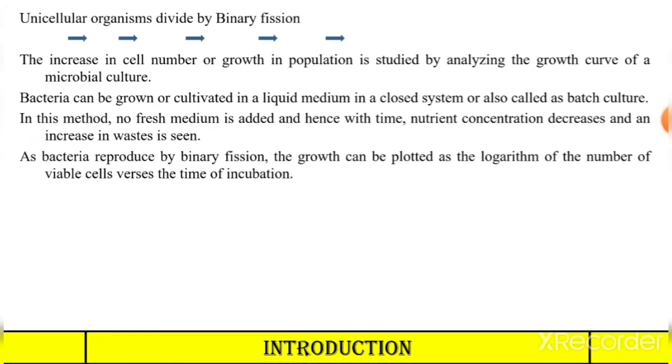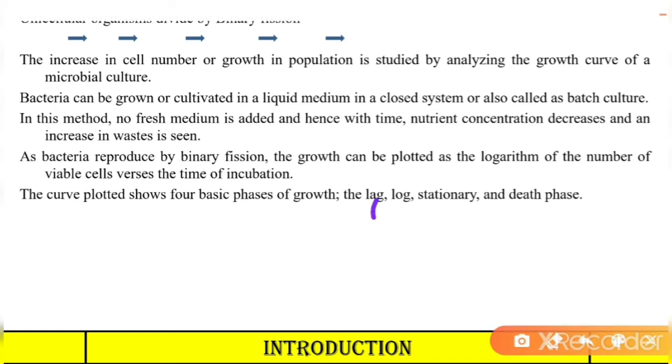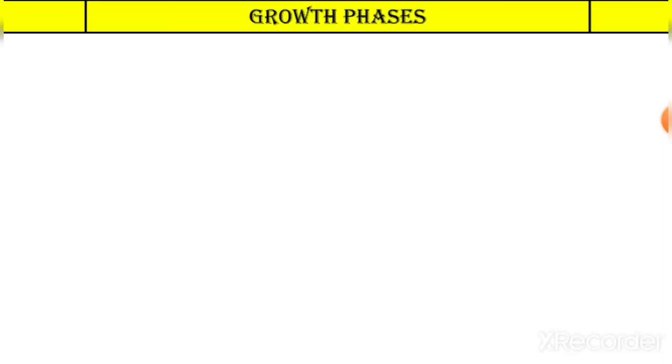As bacteria reproduce by binary fission, the growth can be plotted as the logarithm of the number of viable cells versus the time of incubation. The curve plotted shows four basic phases: the lag phase, log phase, stationary phase and death phase. Let's see the growth phases.